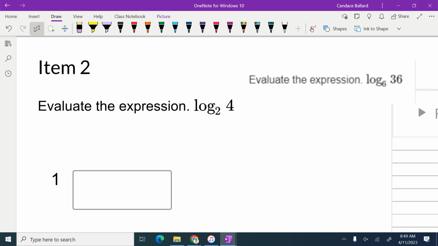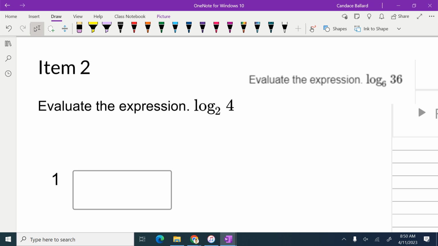Here is the next question. Evaluate, and I have a couple of versions of it up there. You might have another set of numbers, but they should all be very similar. I'm thinking the 6th one, the log base 6. Oh no, that one should be okay. It's the same as the other one.